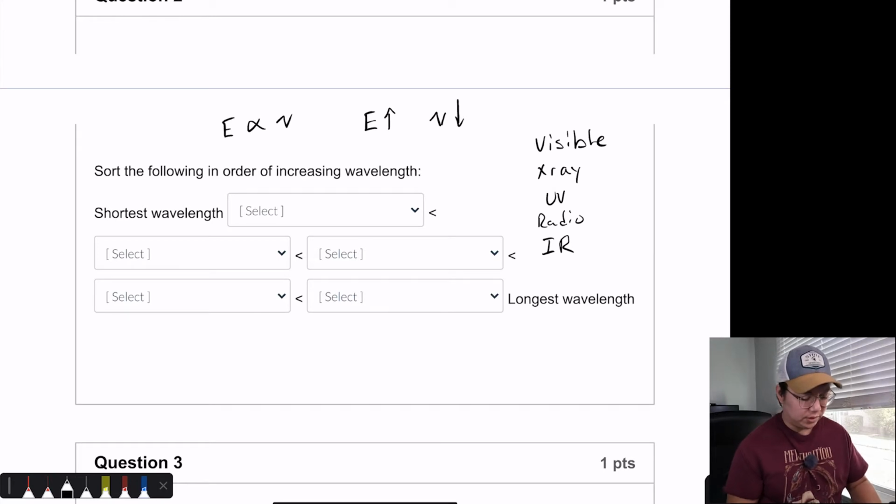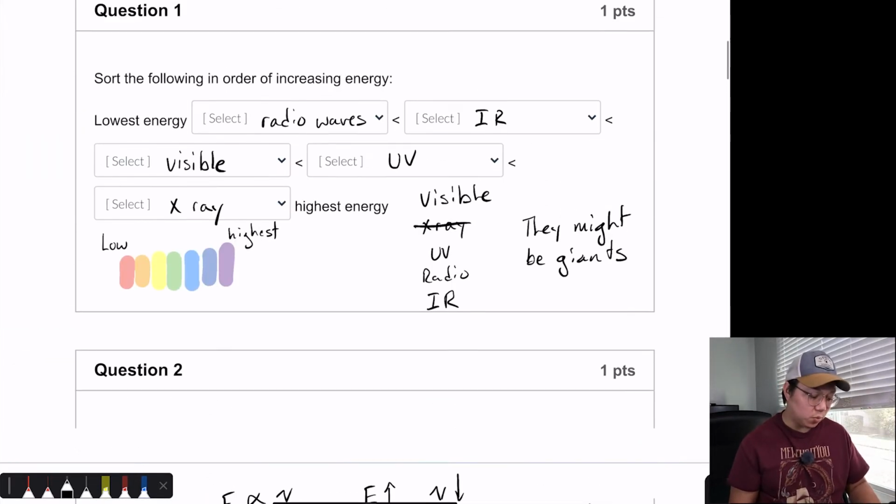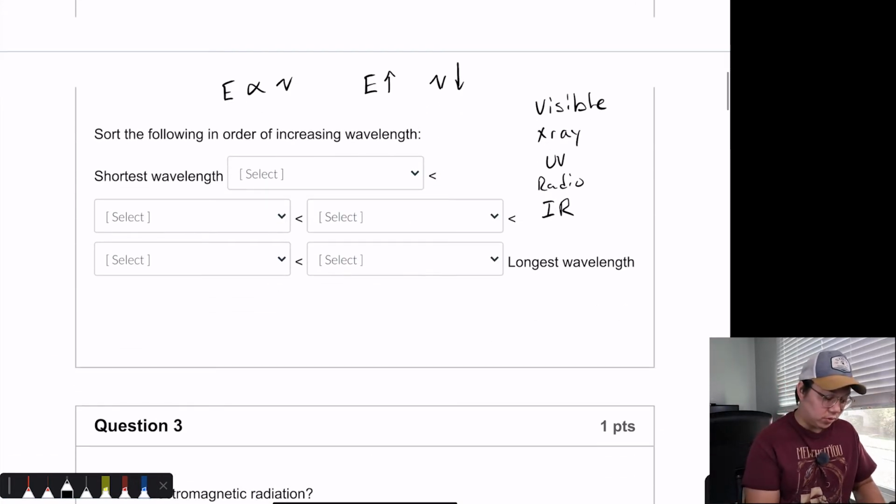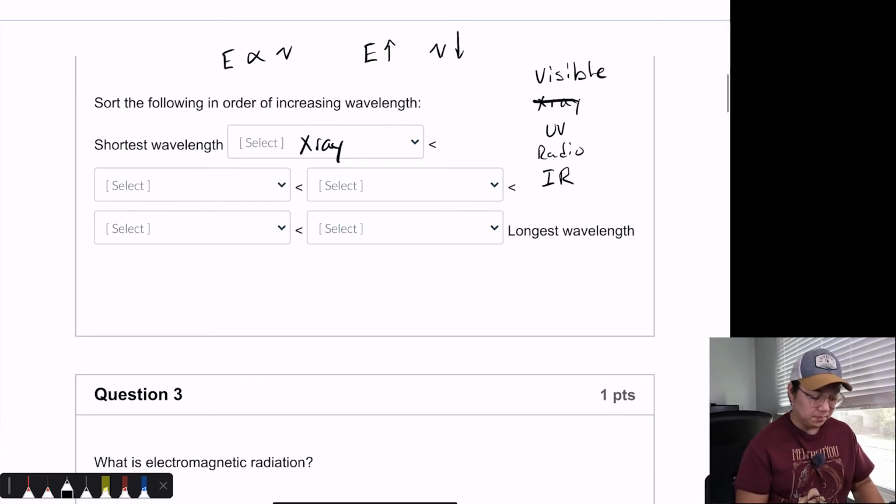It's V is all you really need to know. So our wavelength goes down. So short wavelengths have high energy. So if we go back to our question 1, our shortest or our highest energy was X-rays. So that is also going to be our shortest wavelength. So X-ray. Actually, we'll try to remember to cross these out now.